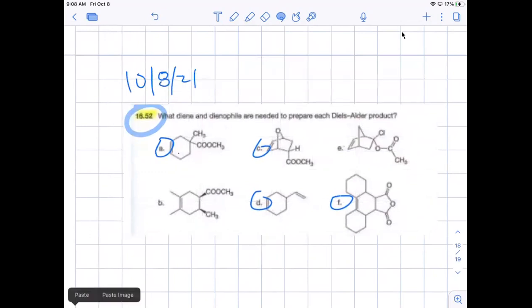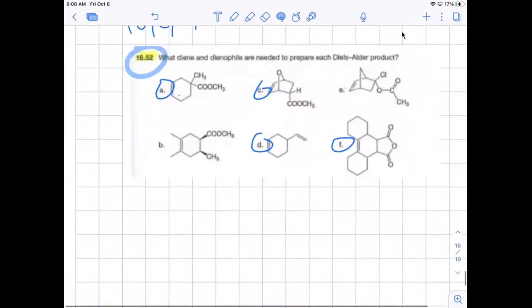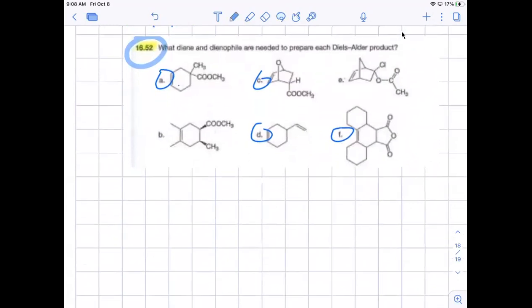All right, so let's look at A. All of these are retrosynthesis problems. In other words, working backwards, back to the starting material. It says what diene and dienophile are needed to prepare each Diels-Alder product. So let's look at that real quick. Redraw it.